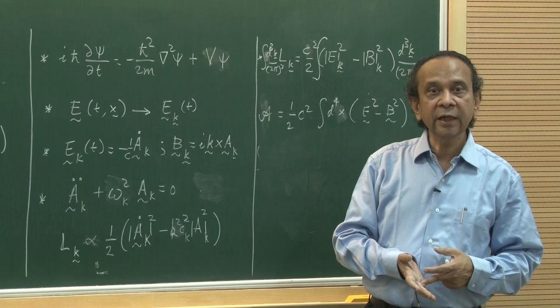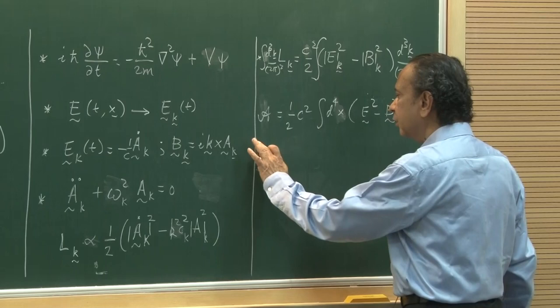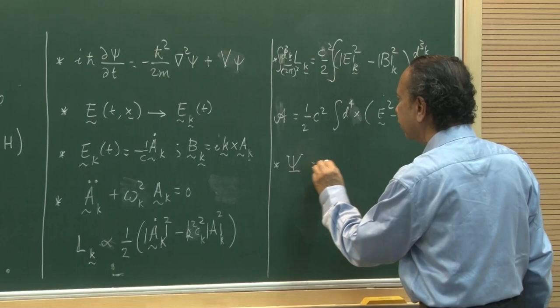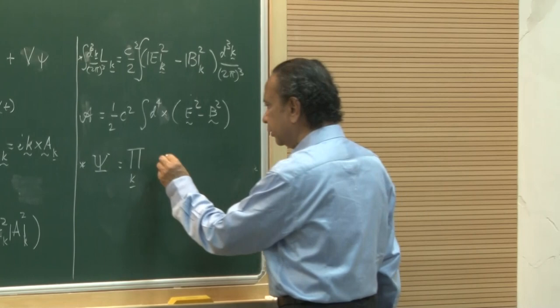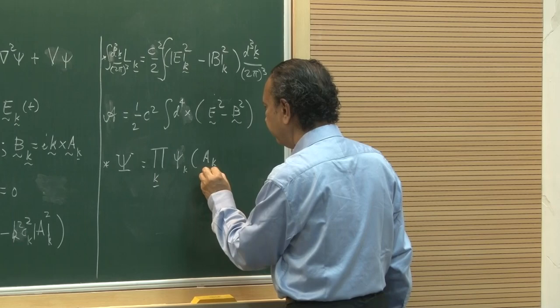Same thing goes. So here I have the wave function for each oscillator labeled by k. So the full wave function of the electromagnetic field will be the product over all k. The wave function, let us call it phi k or small psi k, which depends on ak and time, of course.